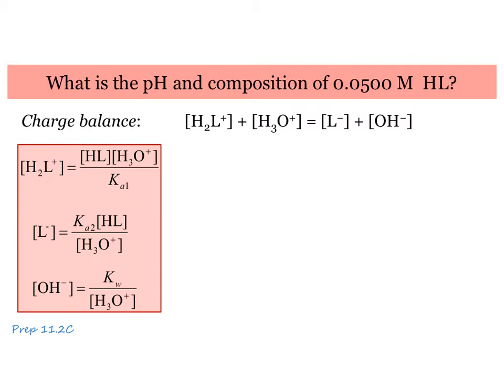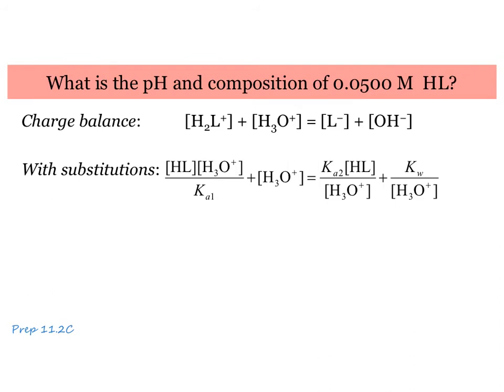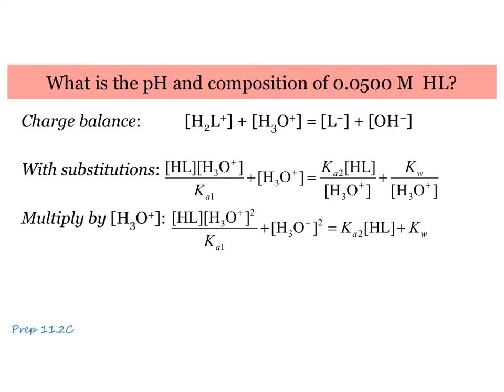First, make all of the substitutions from the red box into the charge balance expression. With the substitutions, this is the expression you should have. Next, we're going to clear all of the denominators, except for Ka1 in the first term, by multiplying every single term by the hydronium ion concentration. Make sure you got the same result shown here before moving on to the next step.